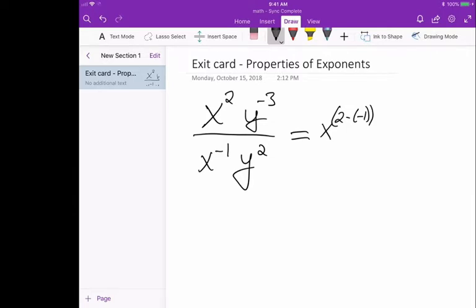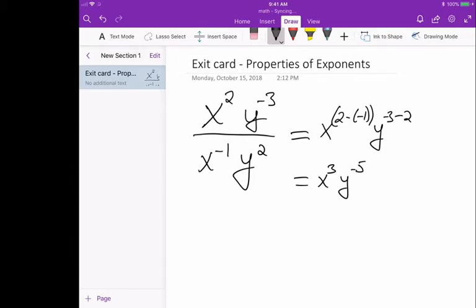And the same thing with the y. I get y to the negative third minus 2. And subtraction works the same way with exponents as it does anywhere else. So 2 minus negative 1 is like 2 plus 1. So that gives me x to the third. Then y went to the negative third minus 2. Well, negative 3 minus 2 is negative 5.